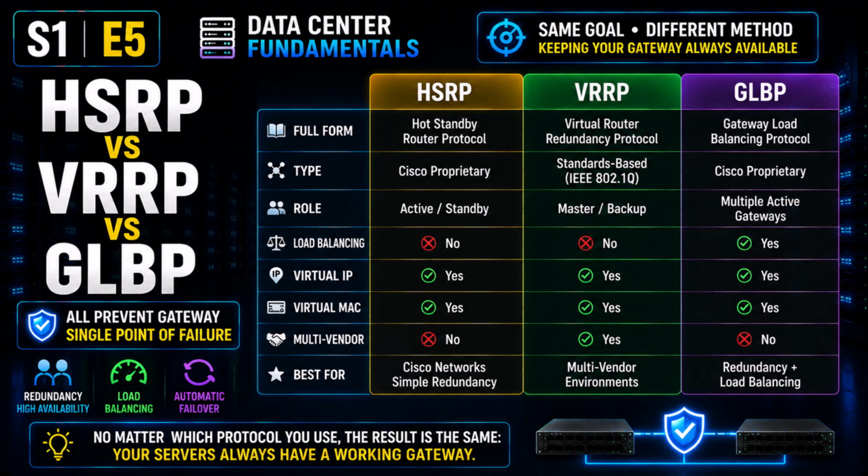So which one should you use? Use HSRP when you're working in a Cisco environment and want a simple active and standby design. Use VRRP when you need a standards-based solution, especially in a network with equipment from different vendors. Use GLBP when you want both redundancy and gateway load balancing. All three protocols solve the same basic problem. They prevent the default gateway from becoming a single point of failure.